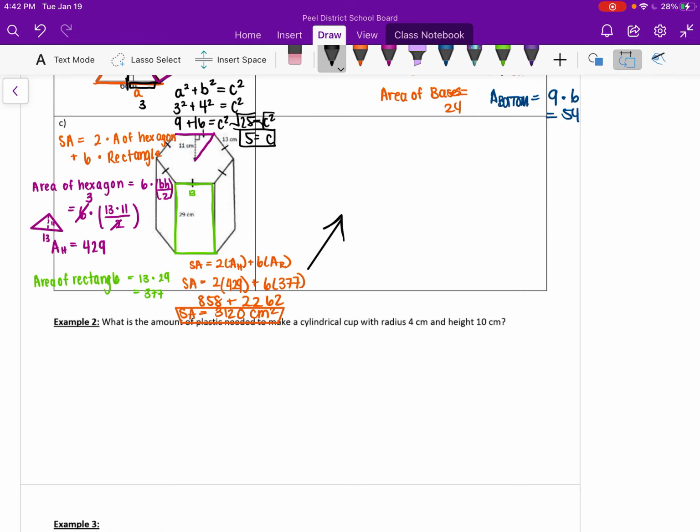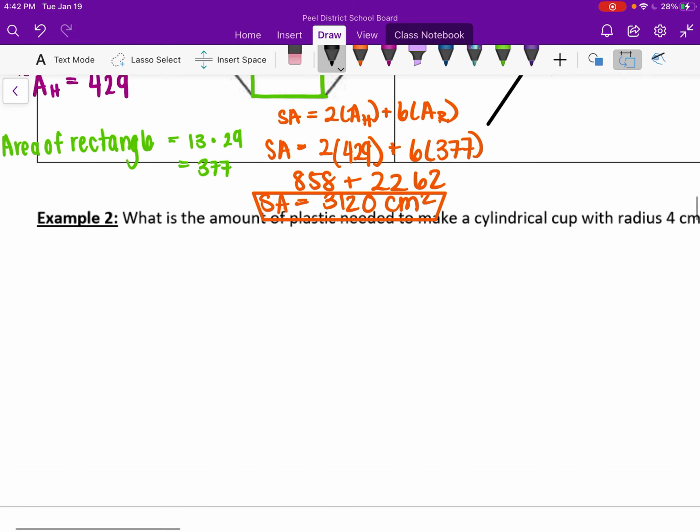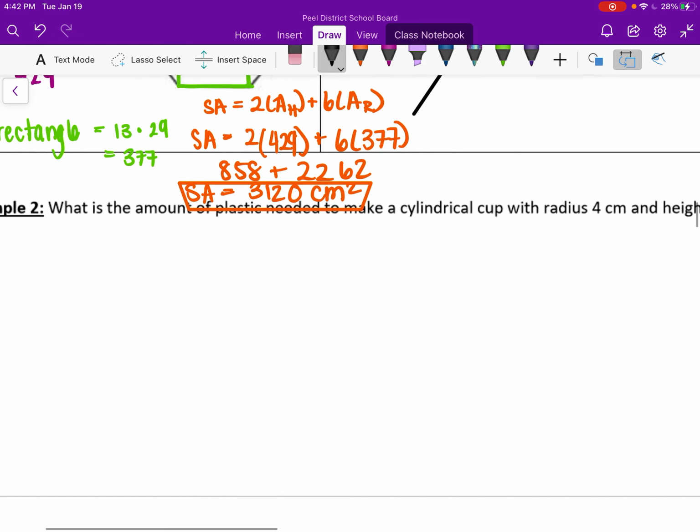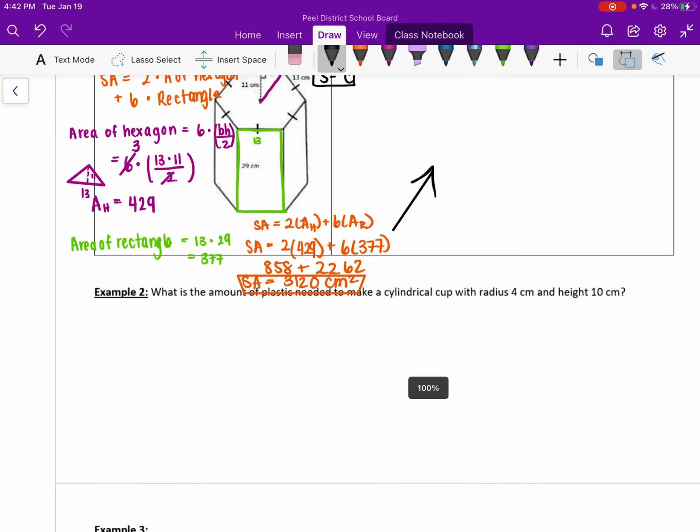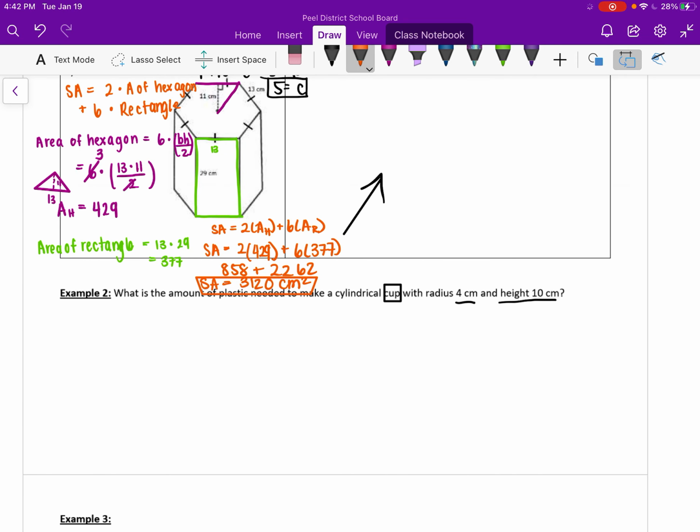All right, so example 2. It says, what amount of plastic is needed to make a cylindrical cup? I'm highlighting the word cup because it's important. A cup with a radius of 4 centimeters and a height of 10 centimeters. So I know it's a cylinder, so let's go in and draw the shape. I'm going to draw in a circle, and then the rest of it. There you go, I have a cylinder.